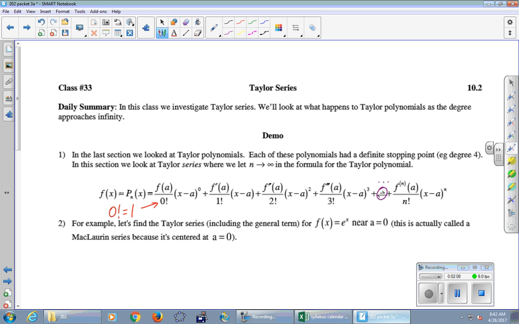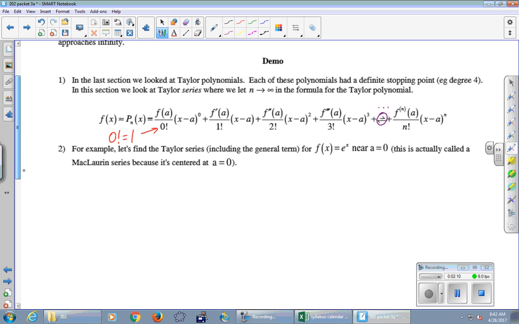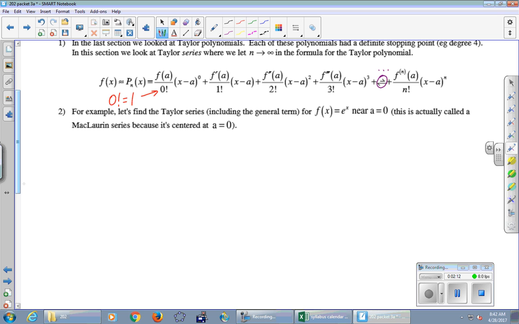All right, so here's what we're going to do. We're going to find the Taylor series for f of x equals e to the x near a equals 0. The only difference between what we're doing here and what we did last class is that this is a series, meaning it goes forever. Last class we found the Taylor polynomial of degree 3 or 4 or something like that. So we're going to go forever. Okay, let's give this a shot.